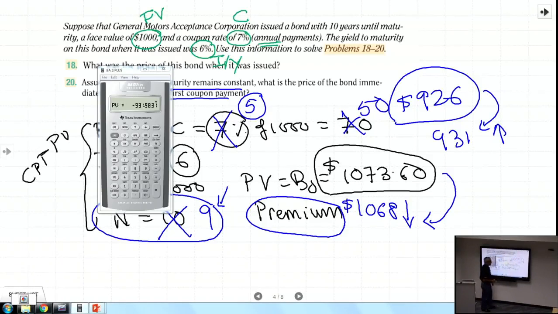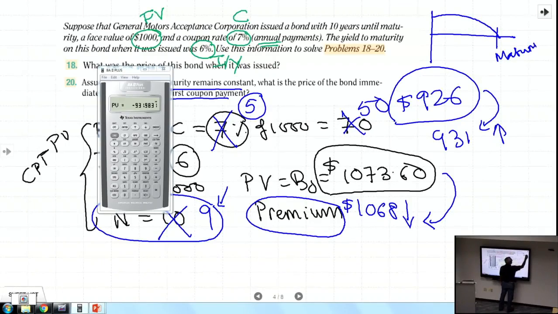So the general behavior of the price of the bond over time is that premium bonds will go down in time as we get close to maturity, and discount bonds will increase in time as we get close to maturity. So this is going to be the behavior of discount bonds, and this is going to be the behavior of premium bonds.